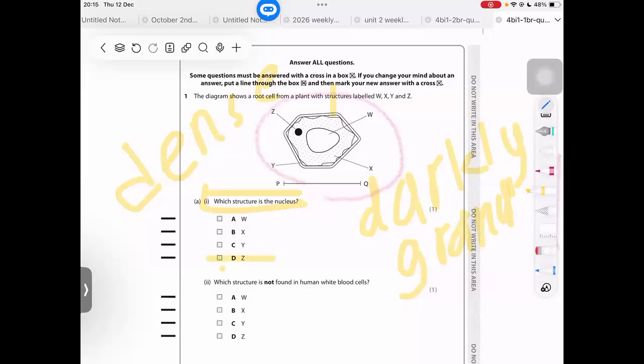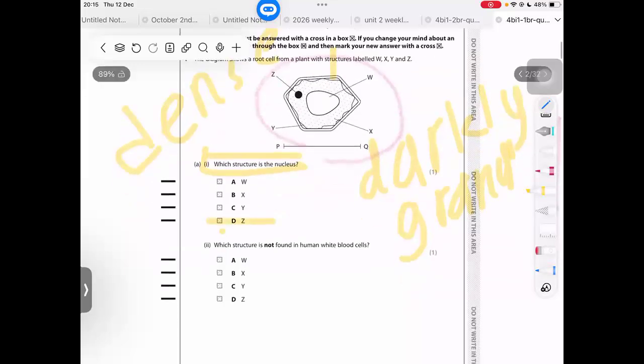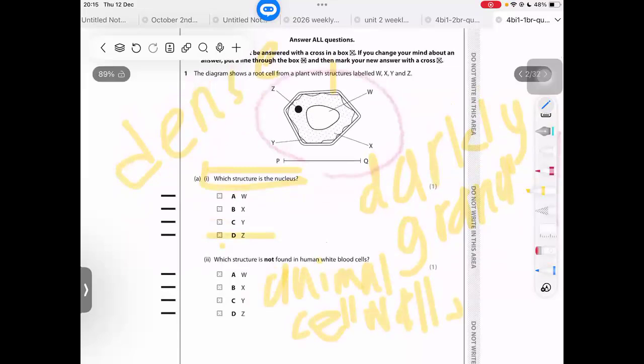Right. Now they're asking which structure is not found in human white blood cells. We know if we compare an animal cell to a plant cell, animal cells don't have cell walls. We know that. But over here, they have not labeled a cell wall, right? Because Z is the nucleus, W is the vacuole, X is the cytoplasm, Y is the cell membrane or the cell surface membrane. So therefore, they have not mentioned anything about the cell wall. So out of the structures given, which structure is not found in human white blood cells?